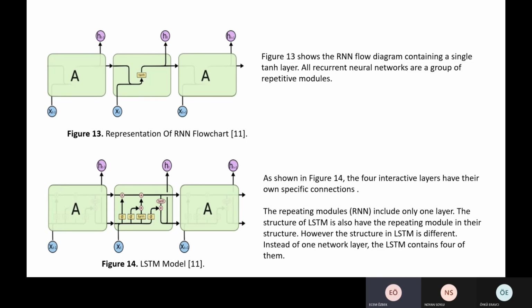The structure of LSTM also has a repeating module. However, the structure in LSTM is different. Instead of one network layer, the LSTM contains four of them. While an RNN calculates by taking past information into account, the calculation process takes a long time and has difficulty accessing long-term information. LSTM, a type of RNN, is used to eliminate the difficulty of accessing past information in RNN.